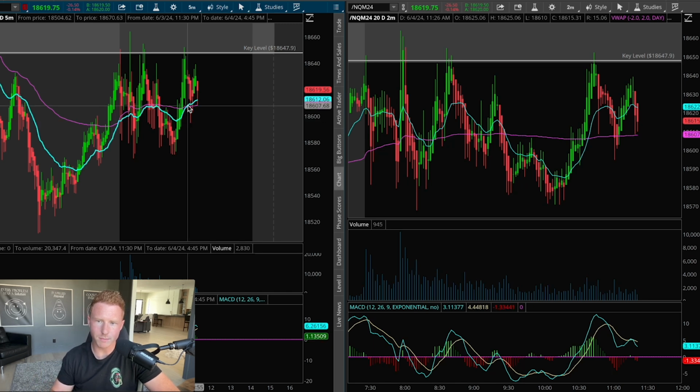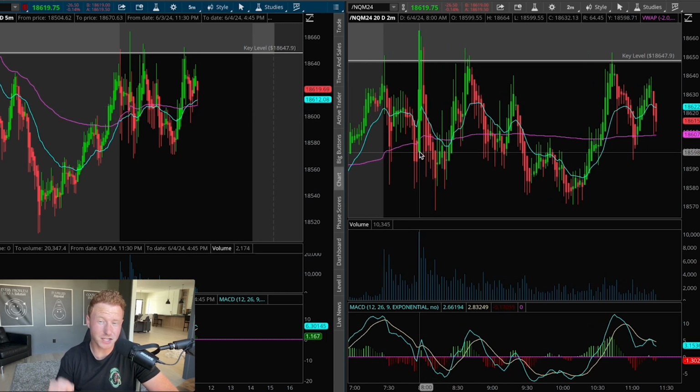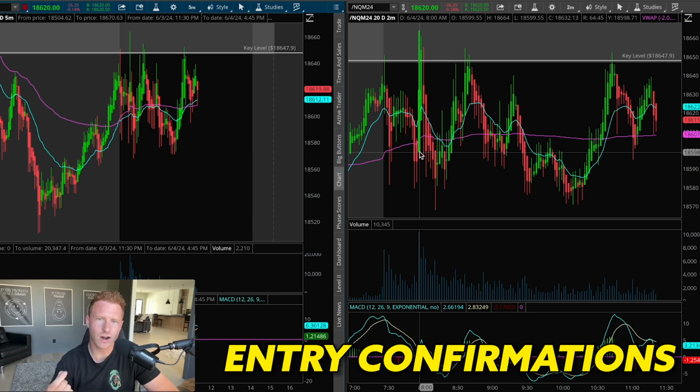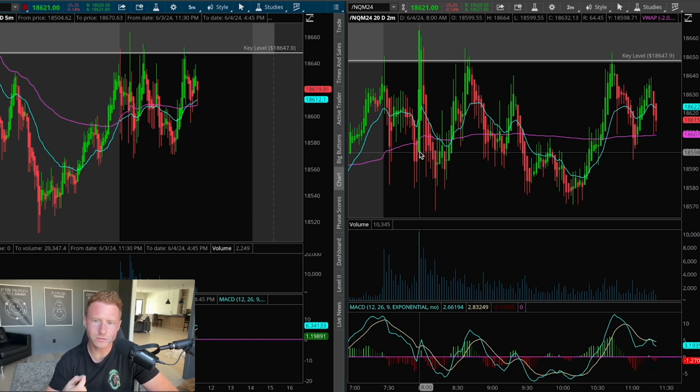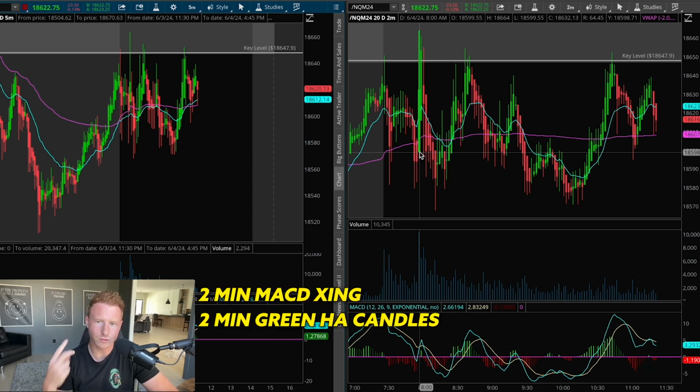We know the trend is up. I know I'm looking for long setups, especially on a day like this where it's very choppy. This is where it's so important to have entry confirmations. My entry confirmations, I'm looking for a few things: a MACD cross and green Heikin-Ashi candles on a 2-minute time frame.